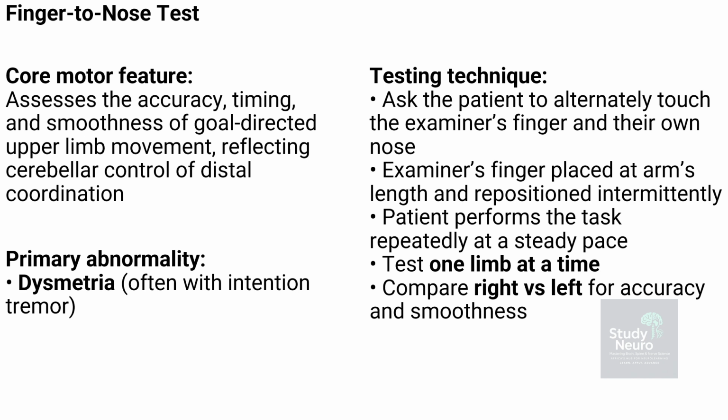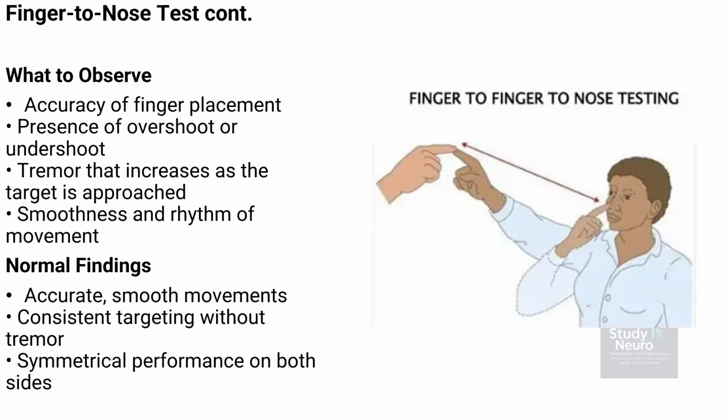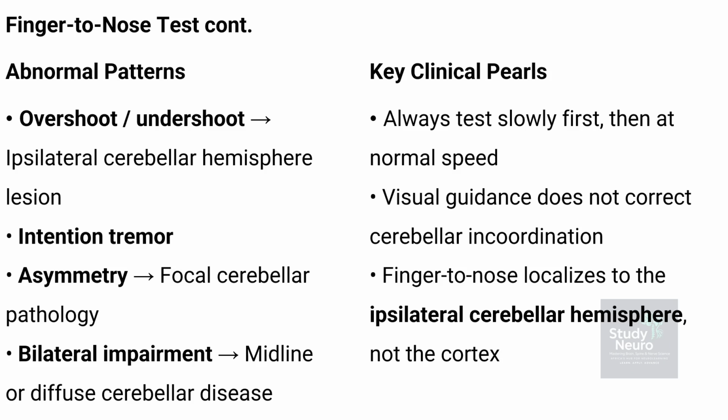In a normal exam, movements are smooth, accurate, and symmetrical without tremor. Abnormal findings help localize pathology. Overshoot or undershoot typically points to an ipsilateral cerebellar hemisphere lesion, intention tremor reinforces the diagnosis, asymmetry may indicate focal pathology, and bilateral impairment suggests midline or diffuse cerebellar disease.